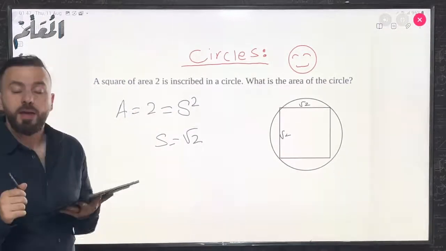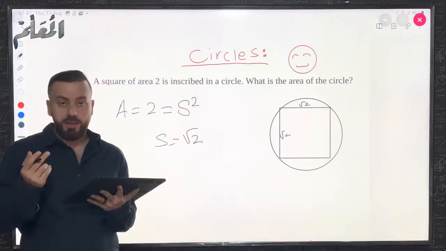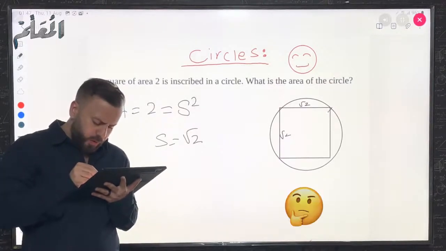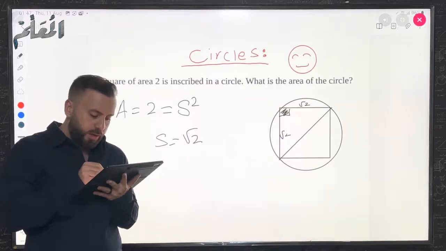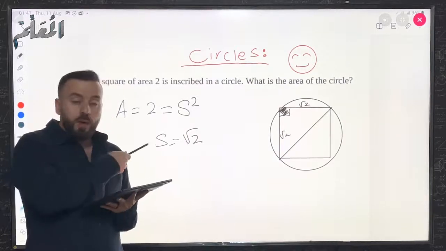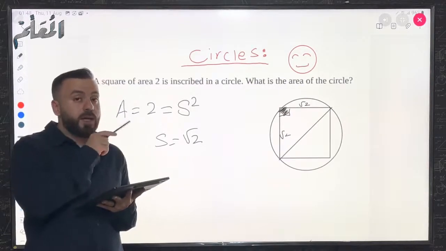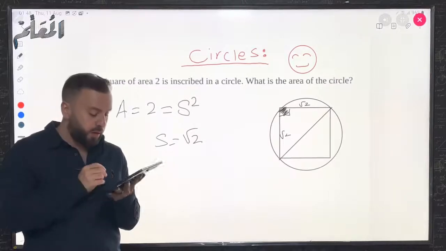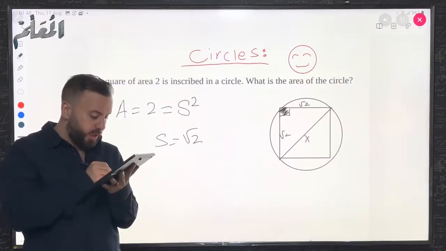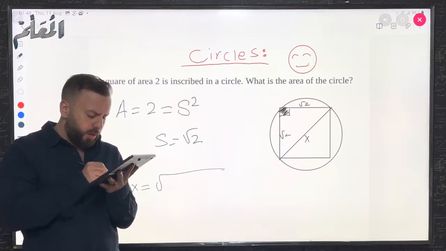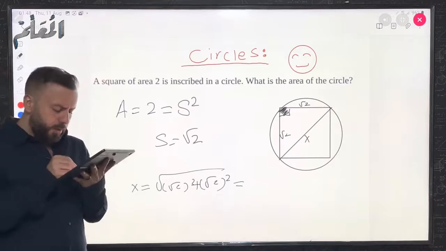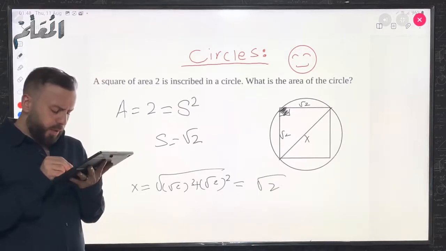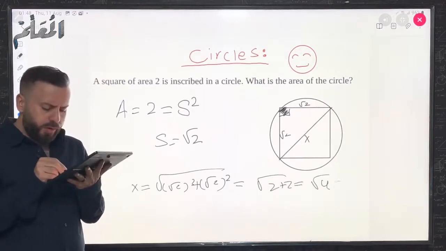If you want to find the area of the circle, you need to find the diameter and the radius of the circle. So in this case, if we draw a diagonal here, we have 90 degrees, you can see here. We have square root of 2 and square root of 2, two legs, and there is a 90 degrees, so we can use the Pythagorean theorem. So we call it x, so x is equal to the radical of radical 2 squared plus radical 2 squared, and that's equal to how much?